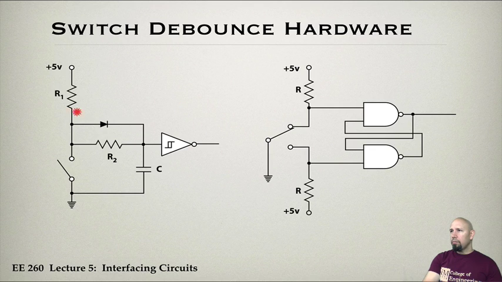Okay, so here are a couple of debounce circuits that can be used. This first one involves some unusual components. So here's our switch, and here I have a switch that looks like this. When this guy touches, then it makes contact. The other kind of switch we've seen is like a push button switch, where it's not connecting either side until you push the button, and then it connects both sides together.